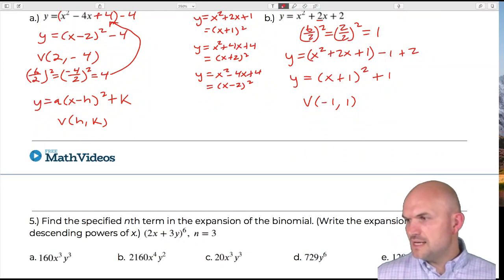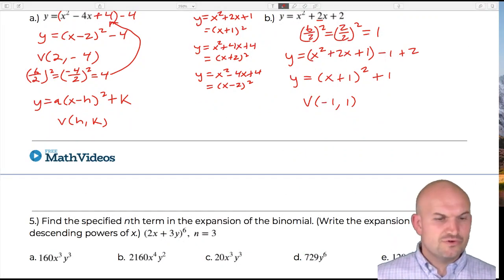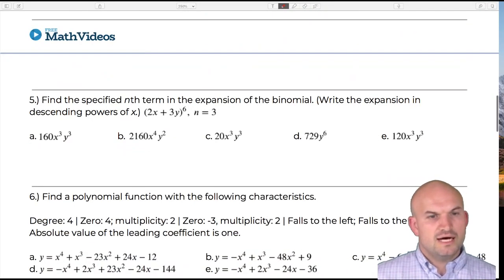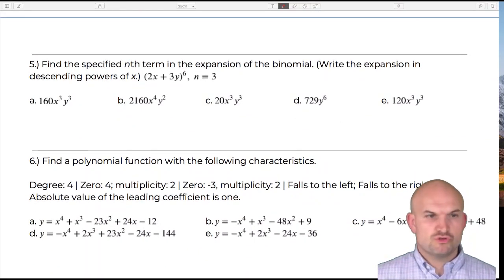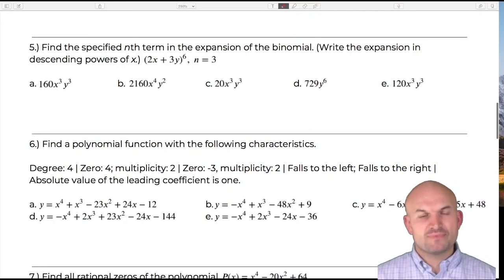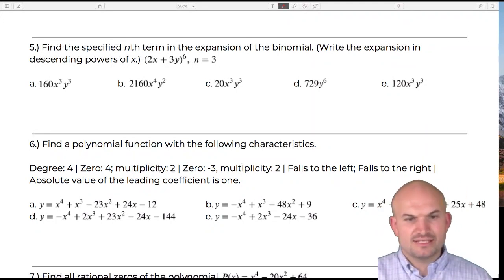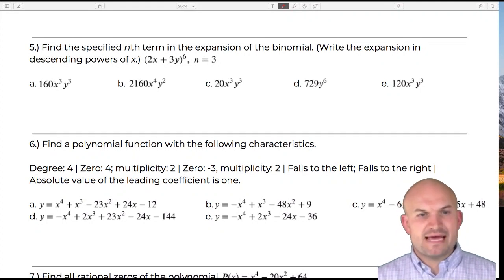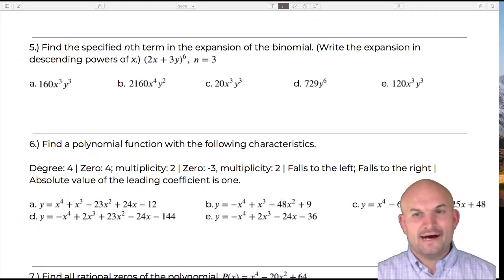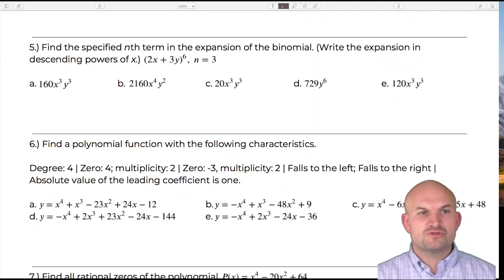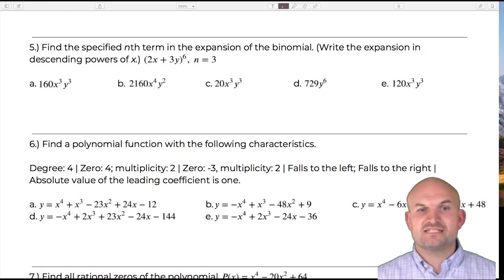All right. Now let's go ahead and get into the multiple choice. I'm not going to work through everything. I'm going to try to work through it as simply as possible to figure out the answer. In this first example, I see some big numbers, and I don't want to multiply through this. It needs to write the expansion to n powers where n is equal to 3. So basically, I want to find the third term in the expansion.